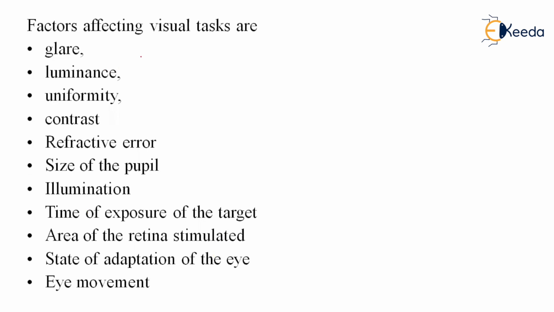So what are the factors affecting the visual task? It is the glare, luminance, uniformity, contrast, refractive error, size of the pupil of the person, illumination, overall light in that room, time of exposure of the target, area of retina stimulated, state of adaptation, eye movement, and all these things.